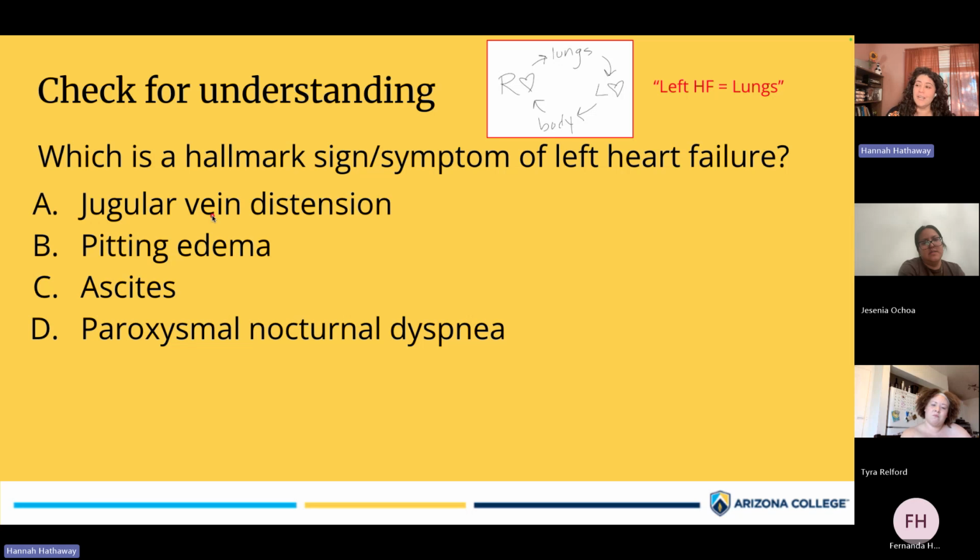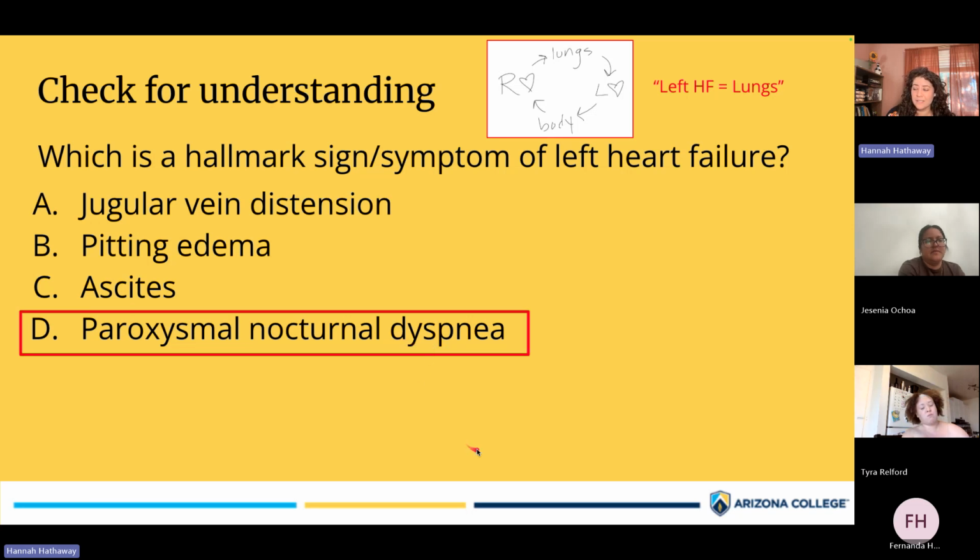Jugular vein, that's in your neck. That's not in your lungs. Pitting edema, that's your legs. Ascites, that's fluid in the abdomen. So paroxysmal nocturnal dyspnea, trouble breathing. So that is our best answer. Does that make sense? How we kind of reasoned our way through that.